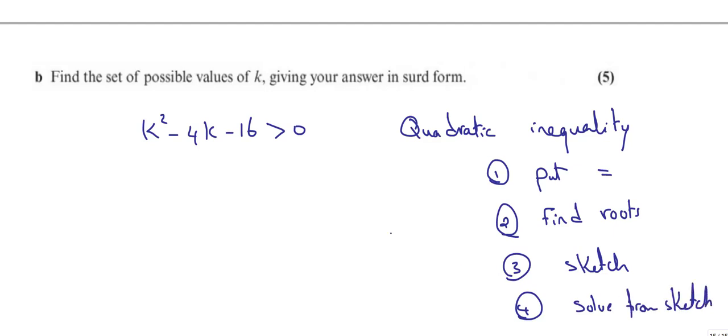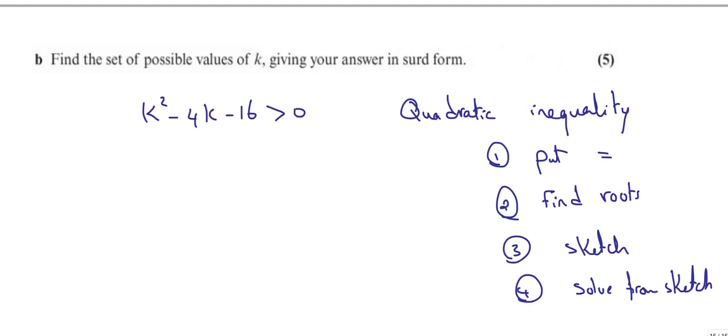Memorize these 4 steps. If someone says "I don't understand the steps," let me show you. First step: put equal. We write it and we write equal. We remove the greater than sign and we always put equal.